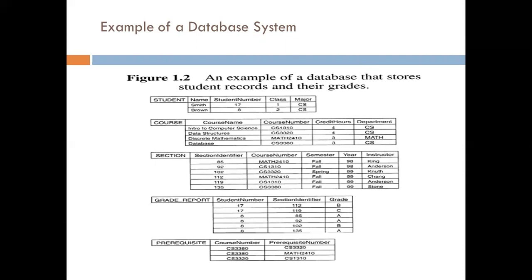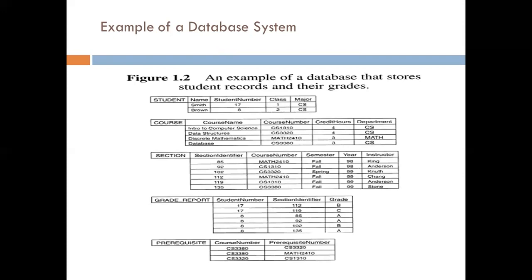These are the entities, and entities have an independent existence. So a student Smith will continue to exist even though there is no course, no section, no grade report, no prerequisite. If these four are not present, still Smith will have an independent existence. That's why it is an entity. Here prerequisite means, in order to take this particular course, that is CS 3380, CS 3320 should be completed.